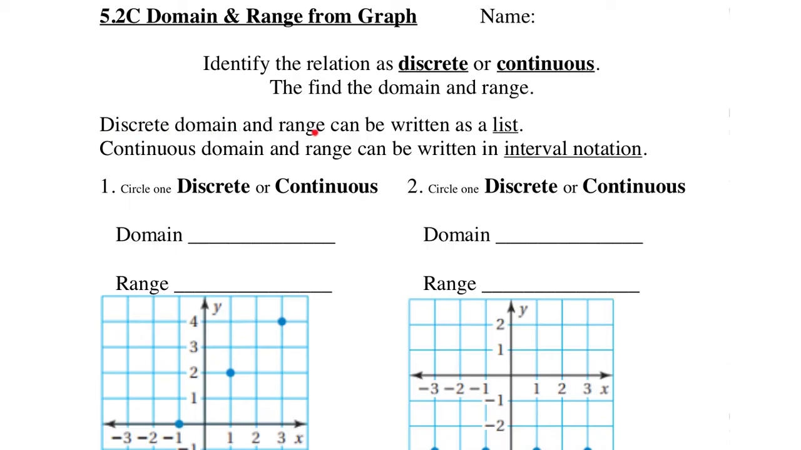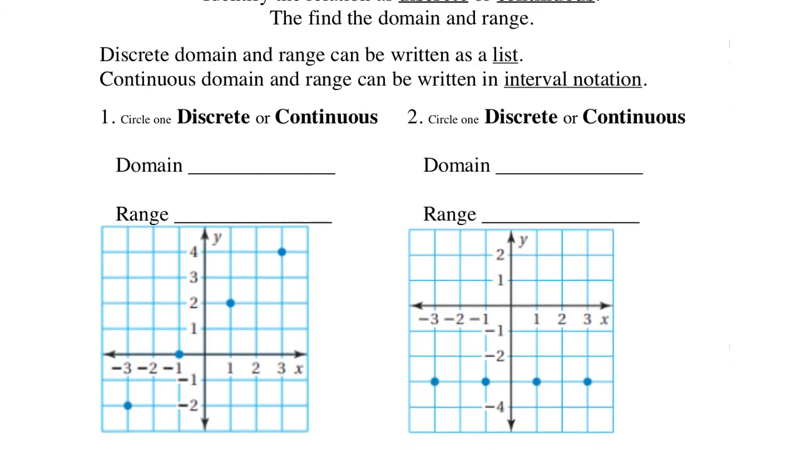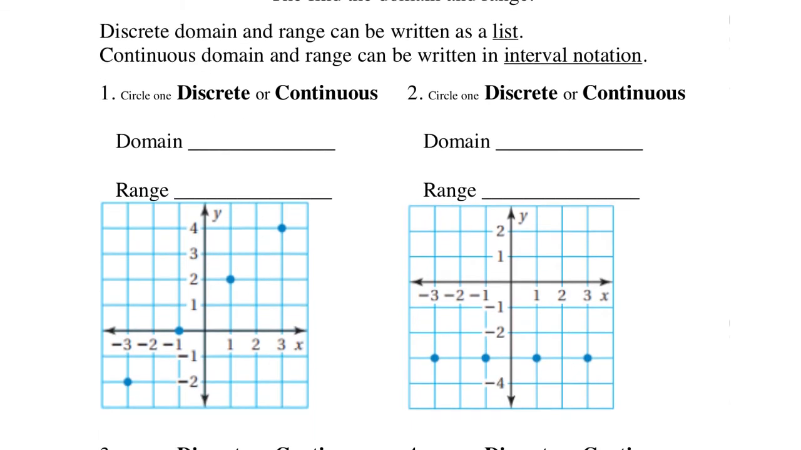The discrete domain and range can be written as a list. If it's continuous, the domain and range are going to be written in interval notation. So let's go ahead and look at this first graph. This first graph has 1, 2, 3, 4 points. They are not connected at all, so this is a discrete function.